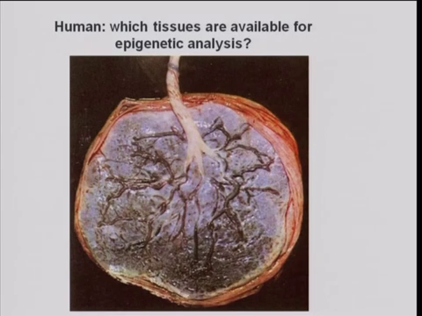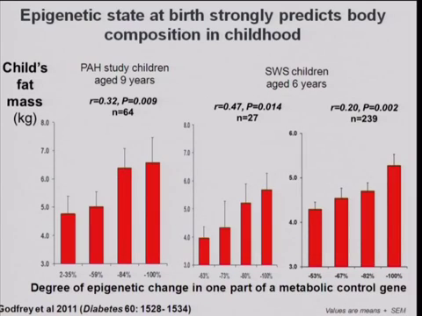So we decided to look at the epigenetic marks in the umbilical cord, which after all is basically fetal blood vessels with a bit of Wharton's jelly and some epithelial tissues added on. And to cut a long story short, this is the data that we published in the journal Diabetes a few years ago now. We've got a cohort of children here that were aged 9, and we measured their fat mass in kilograms using a DEXA, an X-ray technique that allows you to get a quantitative measure of fat in the child's body, and muscle too.